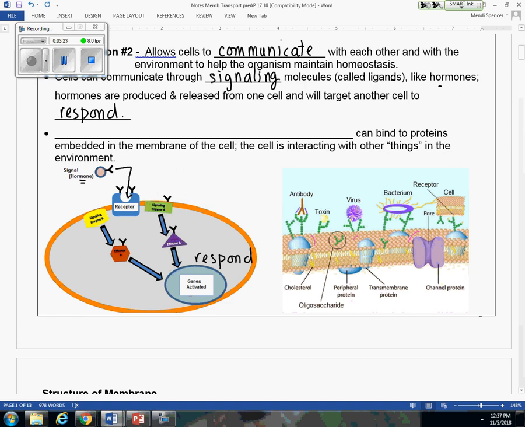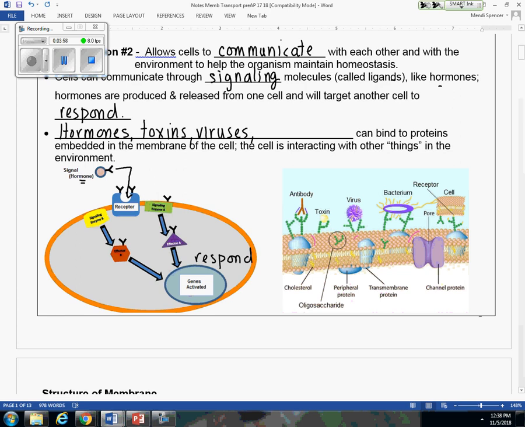Now, not only can hormones bind to proteins on the cell membrane, but other things can as well. For example, toxins can bind to cells, and if they're binding to white blood cells, then your white blood cells are going to respond and make more white blood cells that are going to take out the bacteria that are producing those toxins. Viruses can also bind to the membranes of cells, and this could be a good or a bad thing. If the viruses are binding to white blood cells, that means that the body's detecting the viruses, and they're going to produce more white blood cells to kill the virus.